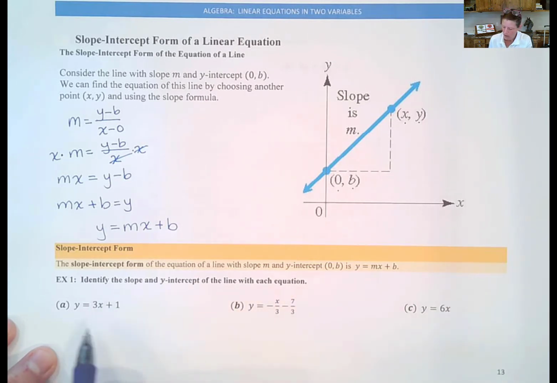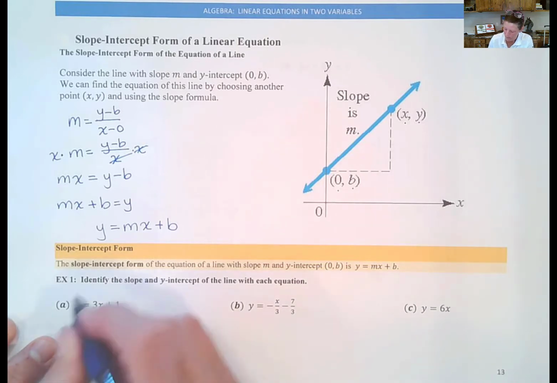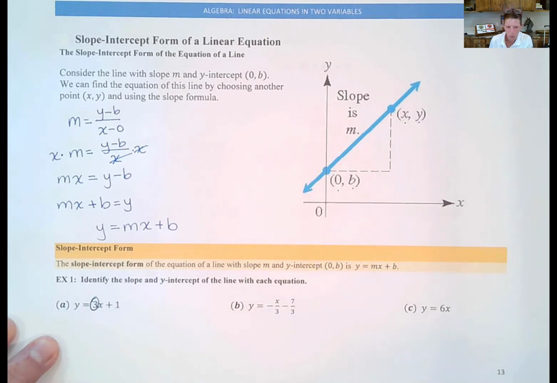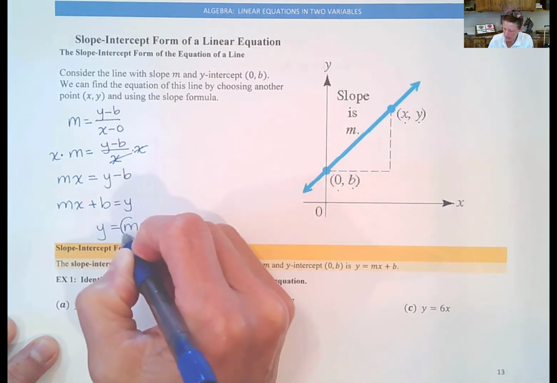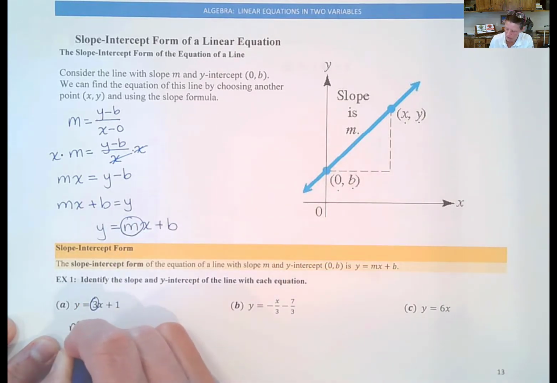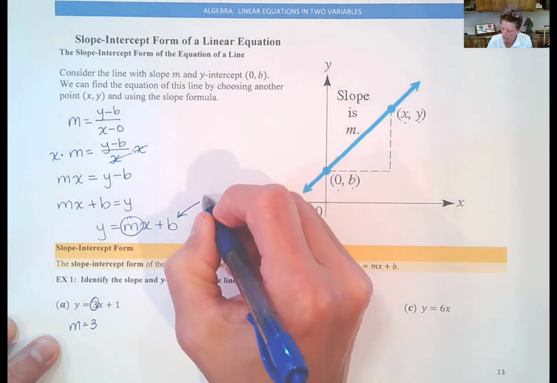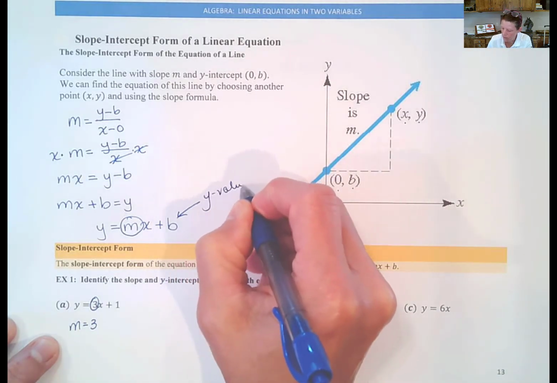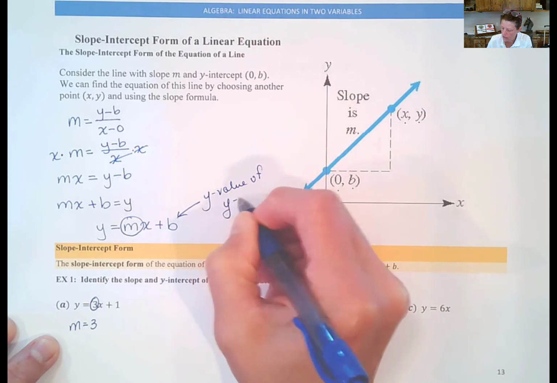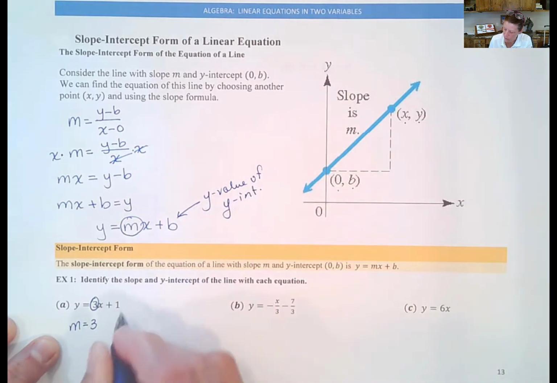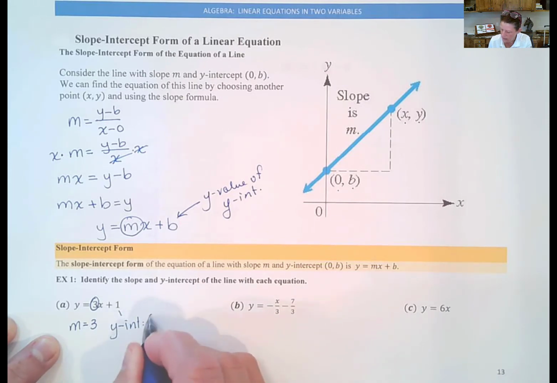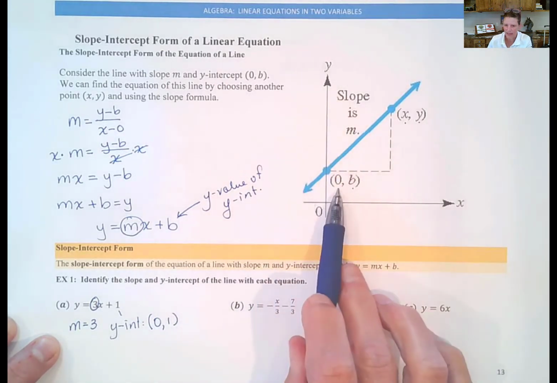In part A, we have the equation y equal 3x plus 1. Well, the slope is always that coefficient of x. So for this equation, we know that the slope is 3. And this constant out here by itself is the y value of the y-intercept. And so for our problem in part A, we can say that the y-intercept is 0, 1. Again, all points on the y-axis have an x value of 0.